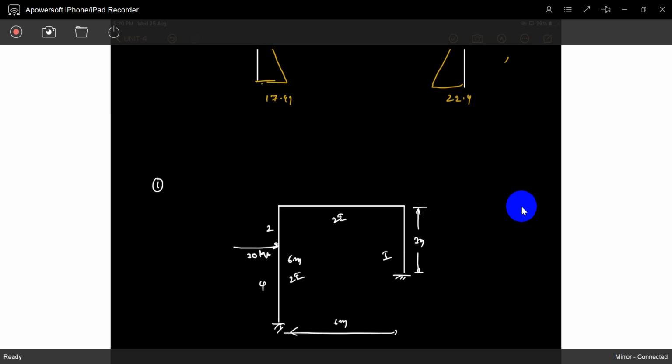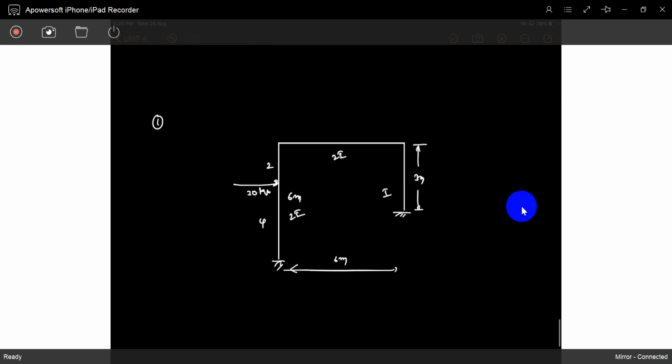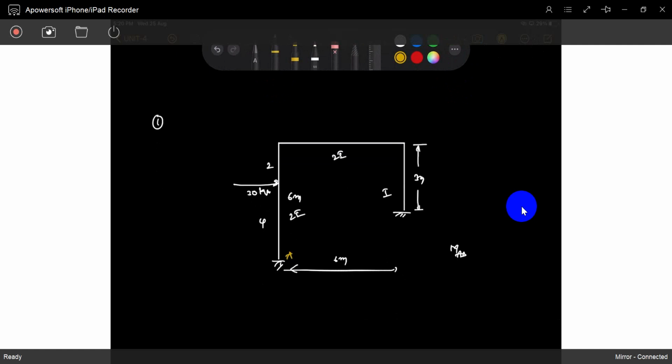It's somewhat different, you feel that. That's why I chose this problem. Okay, so now you can do it. What are the fixed moments? Directly write it. Assign the joints A, B, C, D.